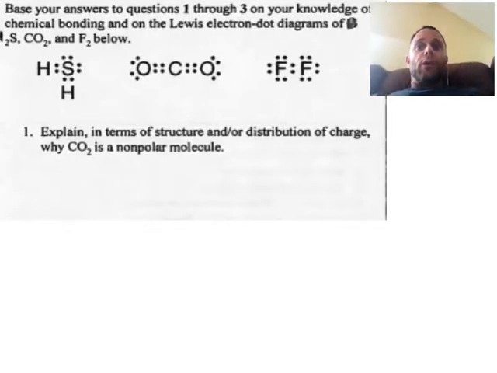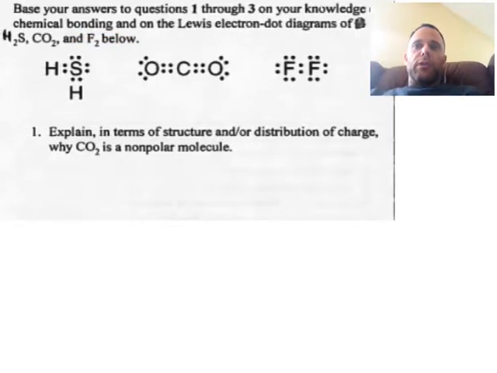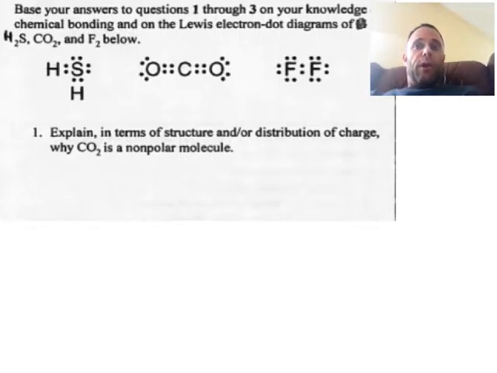So let's begin. Here's question 1, and it states, base your answers to question 1 through 3 on your knowledge of chemical bonding and on Lewis dot diagrams of H2S, CO2, and F2. H2S is hydrogen sulfide, CO2 is carbon dioxide, and F2 is diatomic fluorine. Here's the question. Explain in terms of structure and/or distribution of charge why CO2 is a non-polar molecule.